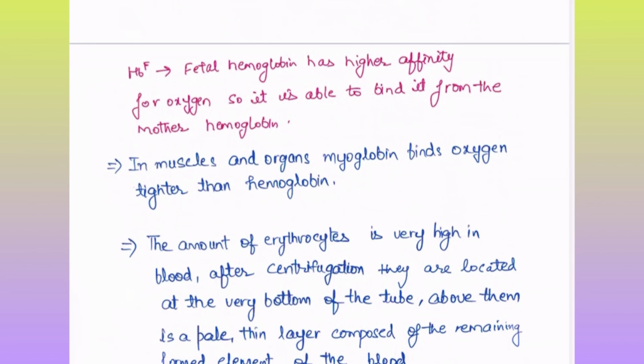In muscles and organs, myoglobin binds oxygen tighter than hemoglobin, and the amount of erythrocytes is very high in blood. After centrifugation, they are located at the very bottom of the tube. Above them is a pale thin layer composed of the remaining formed elements of the blood.